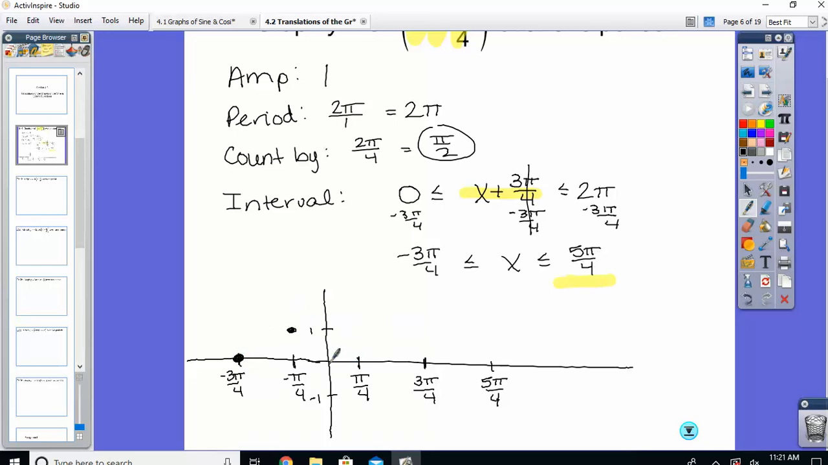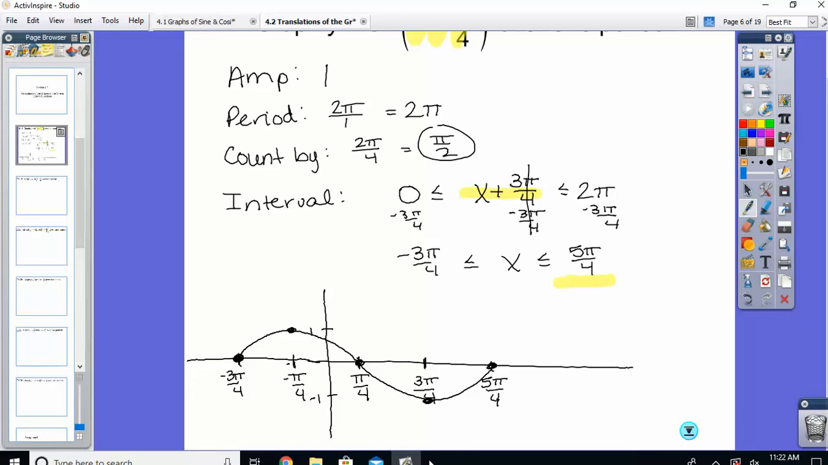Do I put a point at 0, 0? No, because when I added my count by, I did not get 0 as one of them. So at π/4 we're back to 0. 3π/4 with -1. 5π/4 back to 0. Nice smooth curve, no corners, no straight lines. Look at that. I only asked for 1 period. If I'd said 2 periods, what would you do? Add 4 more points and keep going.